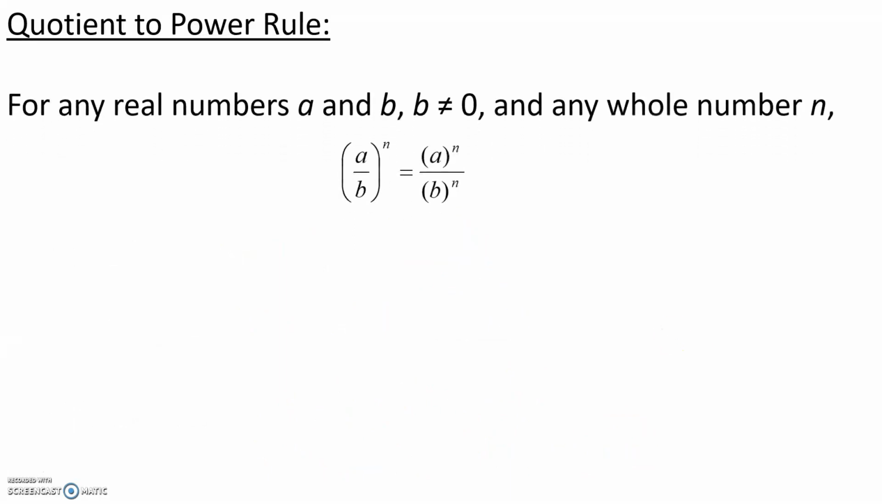Next, let's talk about the quotient to power rule, which states for any real numbers a and b, where b cannot be 0 since we can't divide by 0, and any whole number n, the quotient a over b to the nth power equals a to the nth divided by b to the nth.